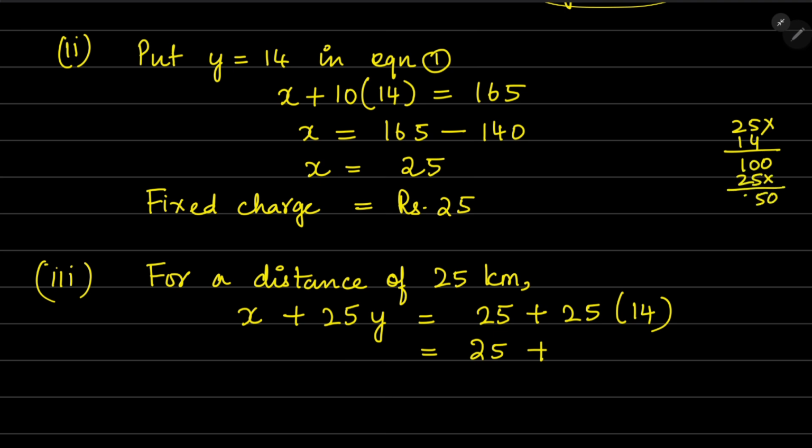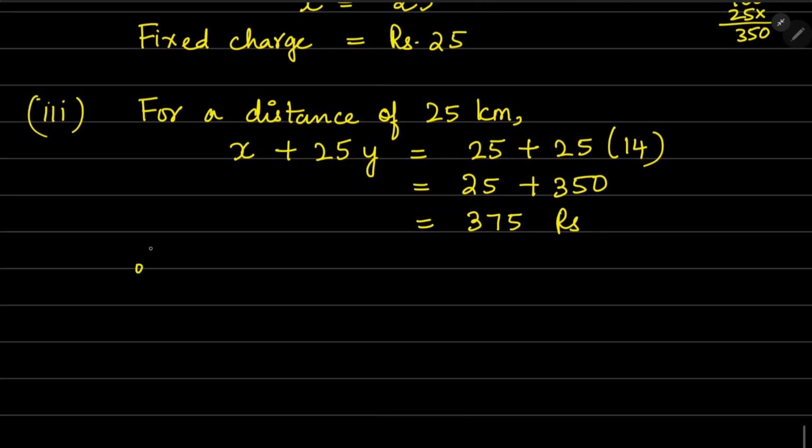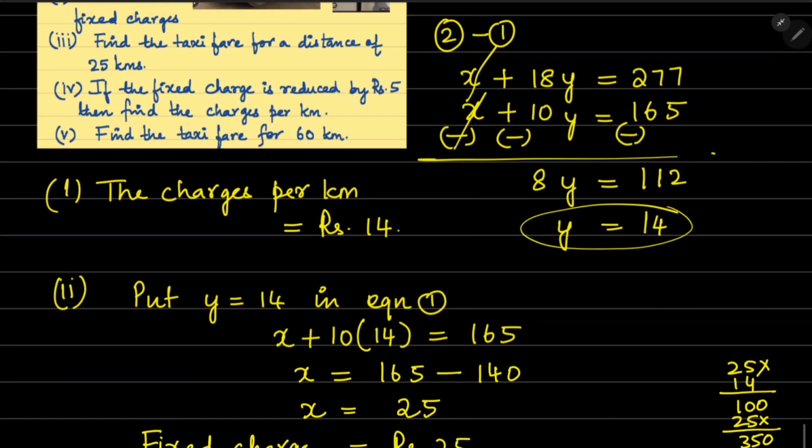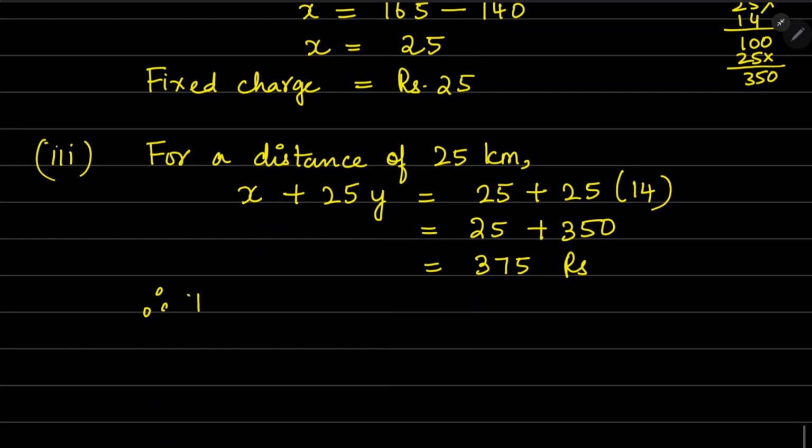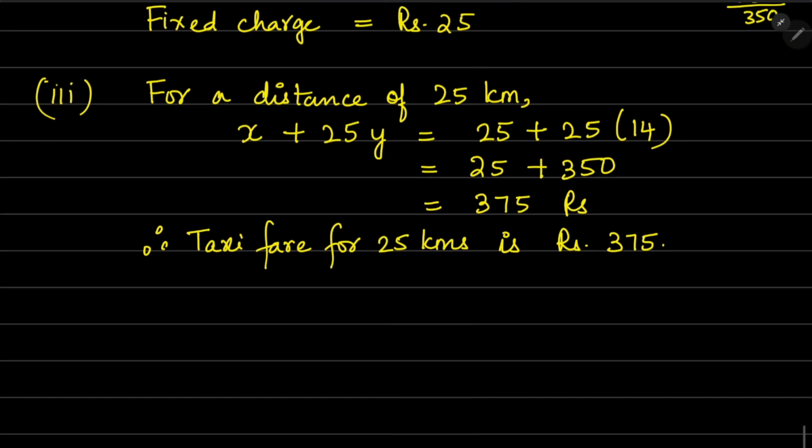So you have got 350. So what is 350 plus 25? It is 375 rupees. So therefore, you have to write it. What is asked? Therefore, the taxi fare for 25 kilometers is rupees 375. You're done with your third question.